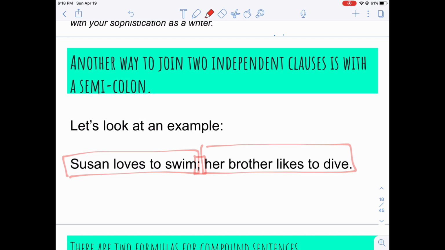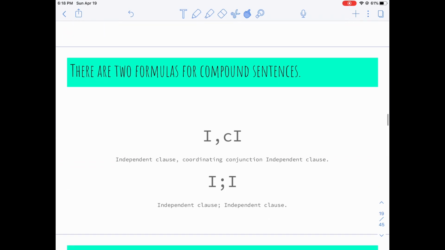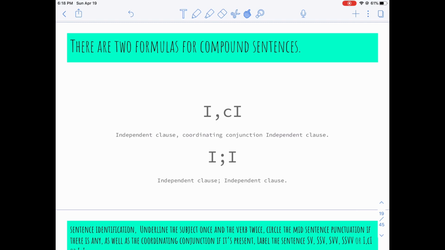Susan loves is the subject and the verb. Brother likes is the subject and the verb, so I know they're both independent clauses. I know they're both simple sentences, and I know that they're joined with the semicolon. We call that an I semicolon I. And we call a compound sentence that is joined with a coordinating conjunction I, comma, CI.